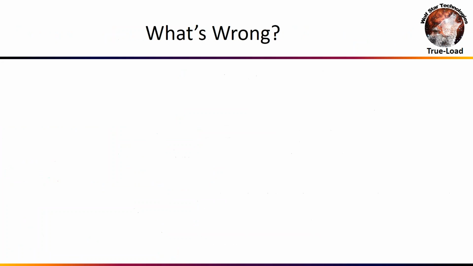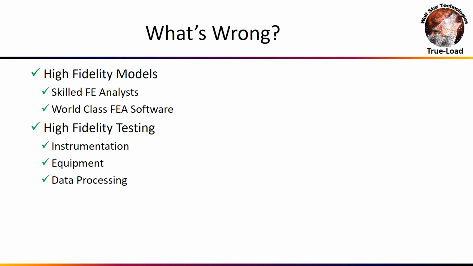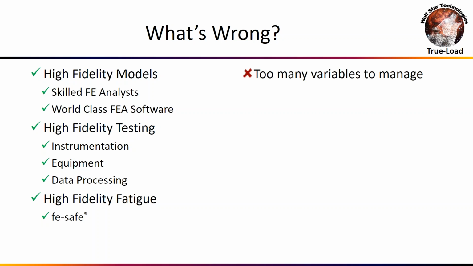So what's wrong? Your companies are investing in high fidelity models. You've got great analysts like yourselves and world-class FEA software. You're doing the right things by testing with the right instrumentation, equipment, and data processing, and you're doing high fidelity fatigue with FEA-based fatigue codes. So your company is making all of the right investments, but they're not getting the right answers. What's going on? Well, the problem is you've got too many variables to manage.